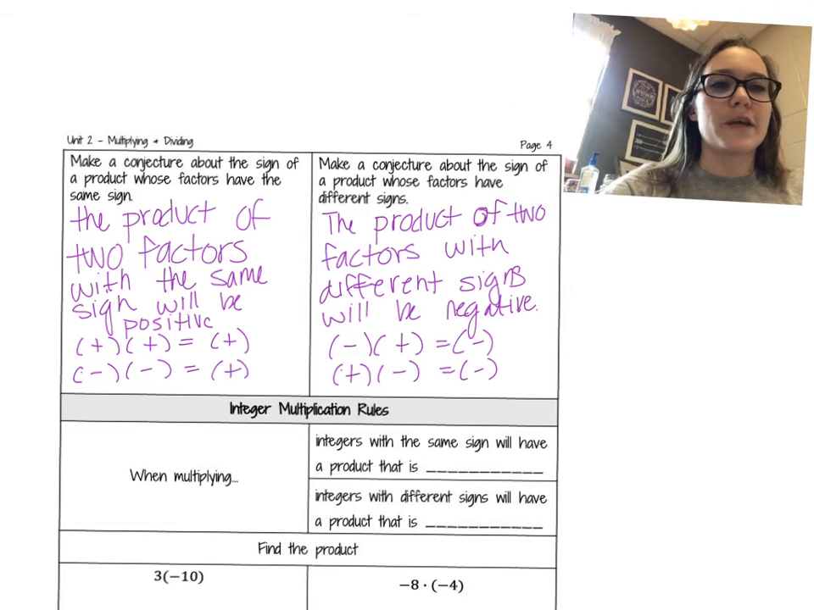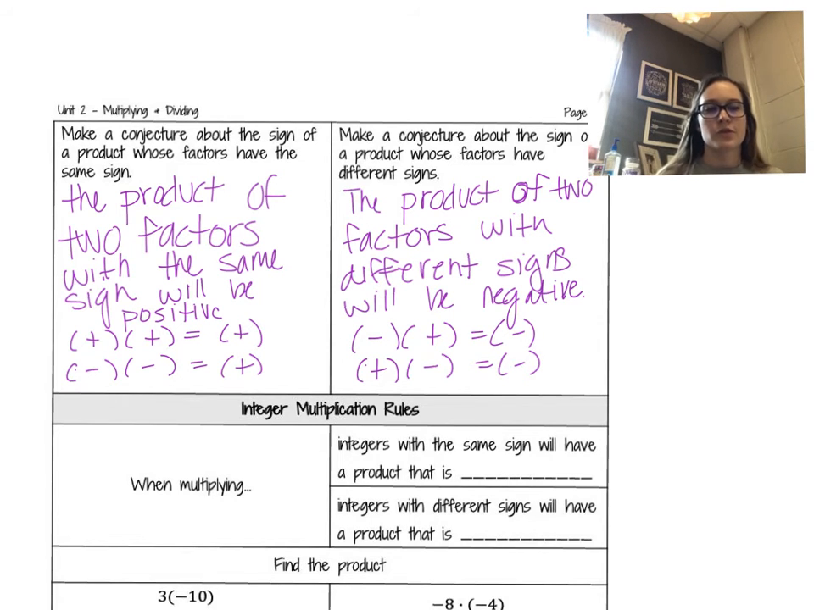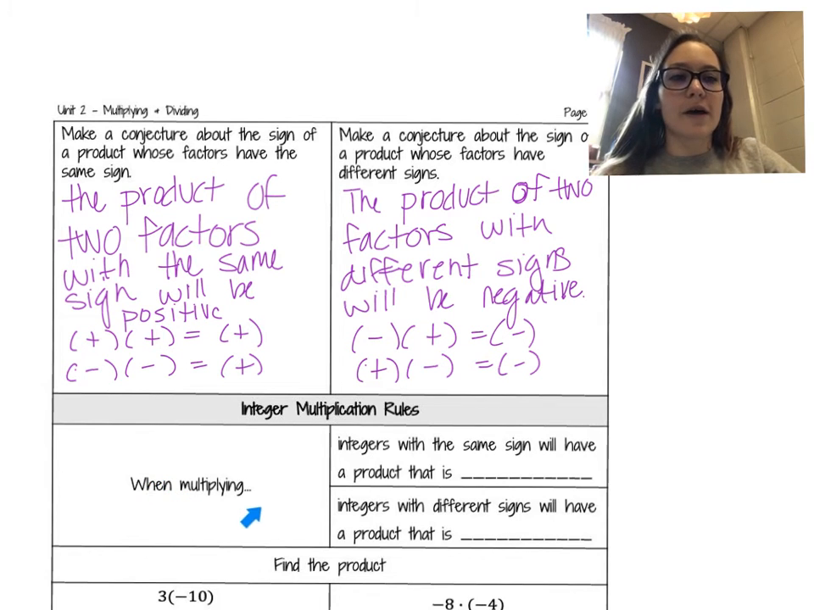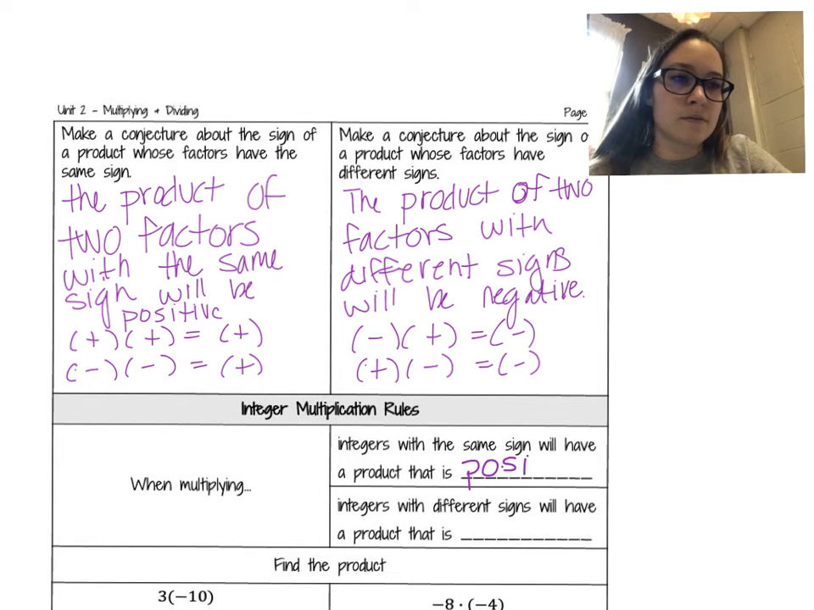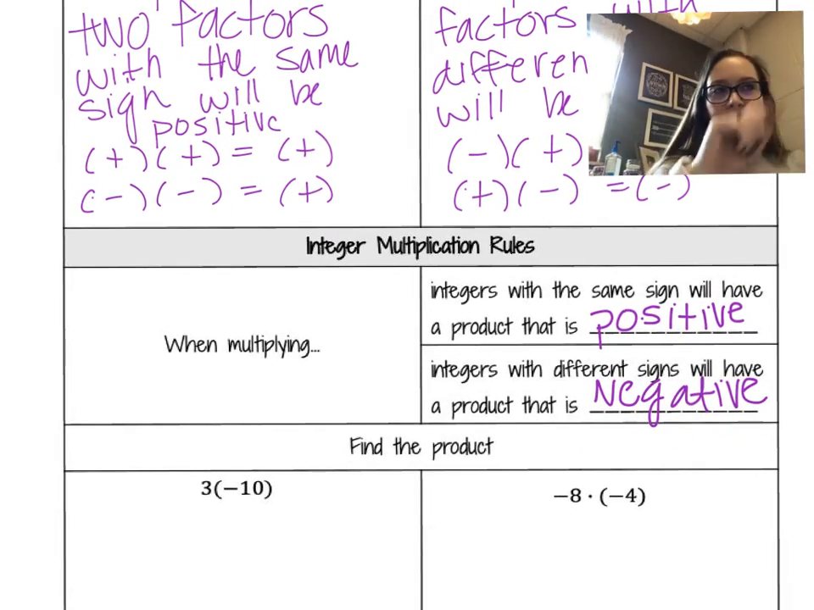I'll make me smaller so the page can be bigger. There you go. Okay, so if I'm multiplying 2 numbers and they have the same sign, it's going to be positive. If they have different signs, it's negative. Okay, so when multiplying, integers with the same sign will have a product that is positive. Integers with different signs will have a product that is negative. And I'll make that bigger for you to read better. Okay?